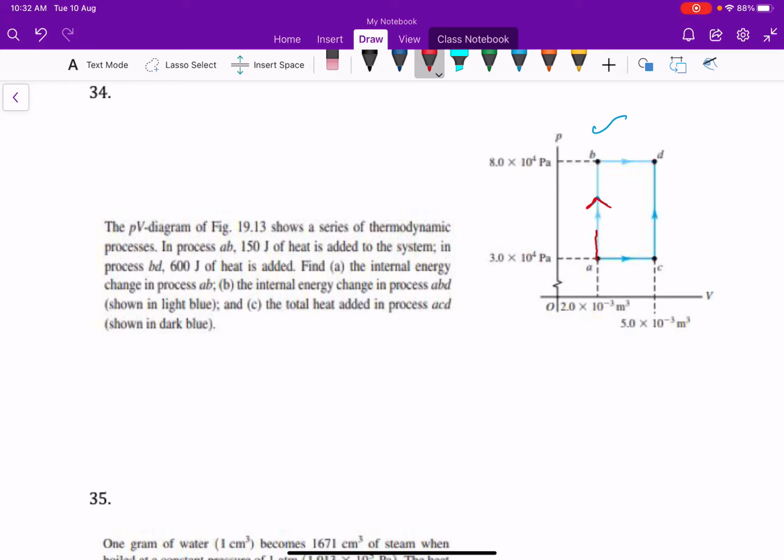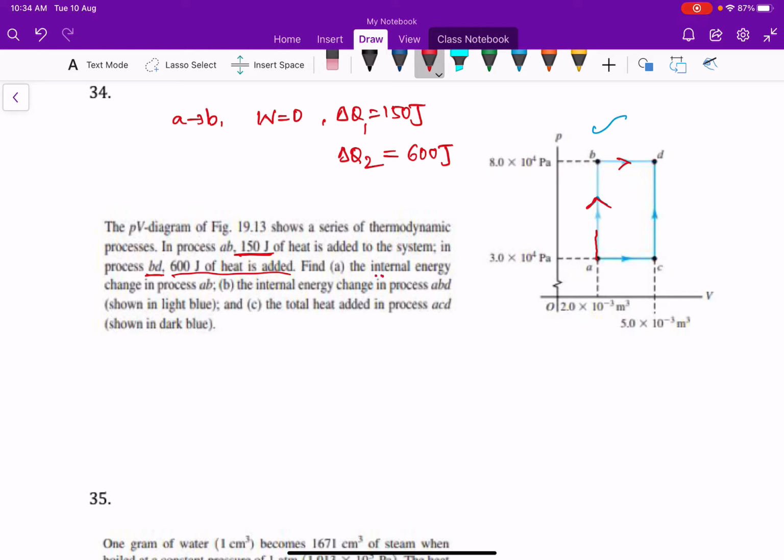In A to B, volume is constant, so work done is equal to 0. How much heat energy is supplied here? 150 joules of heat energy is supplied here. In process B to D, how much heat is given to the system? Let us consider this is 1, and 600 joules of heat is added in process B to D. That is delta Q2 equal to 600 joules to the system in process B to D.